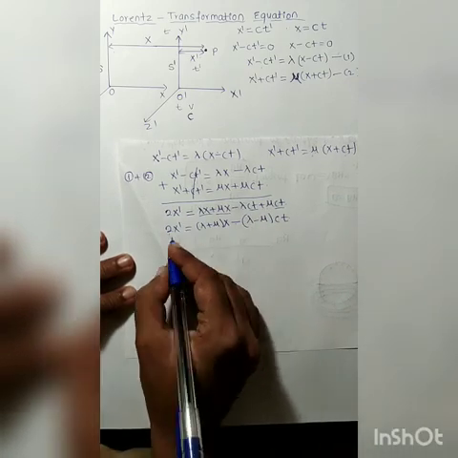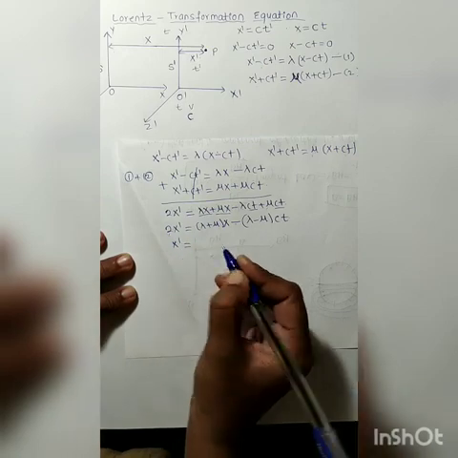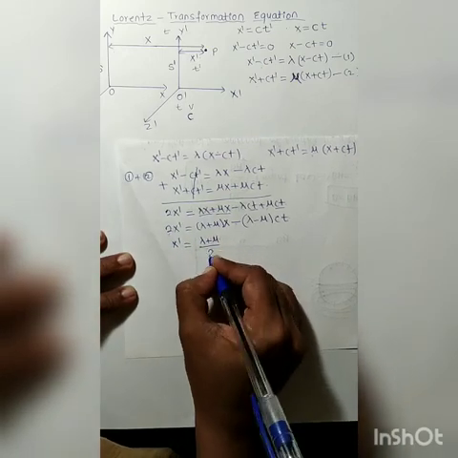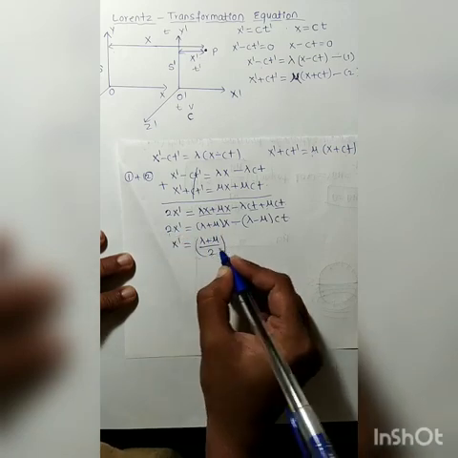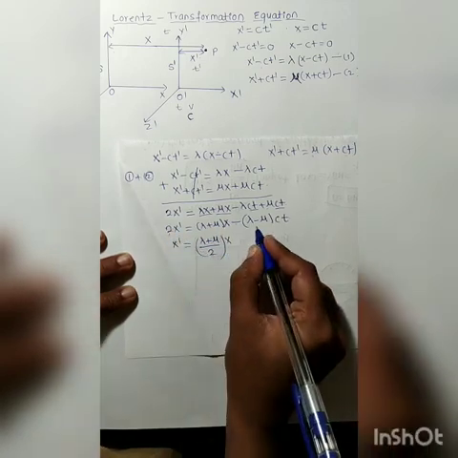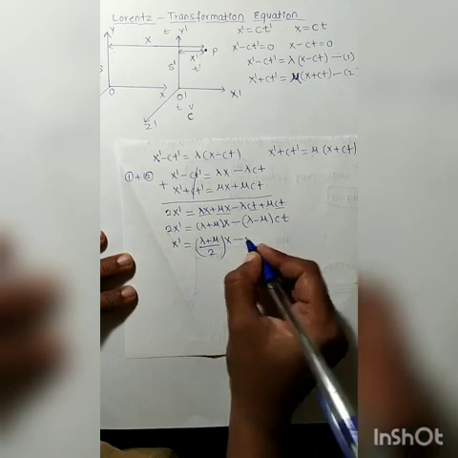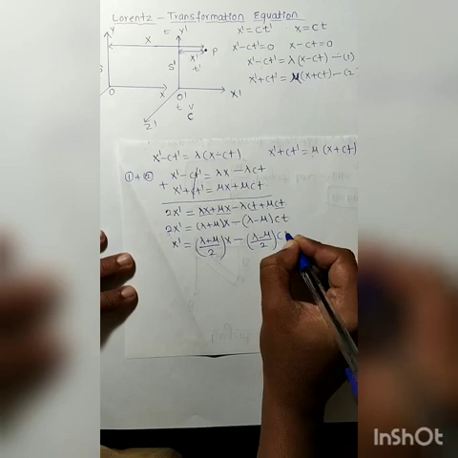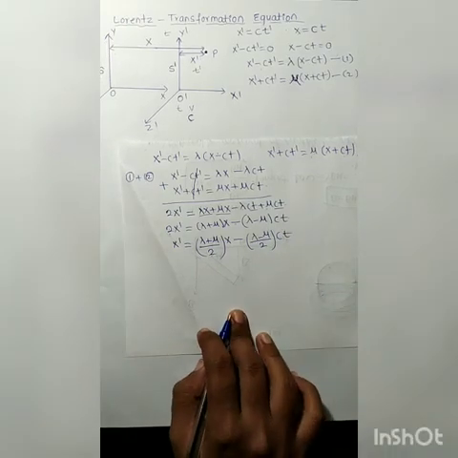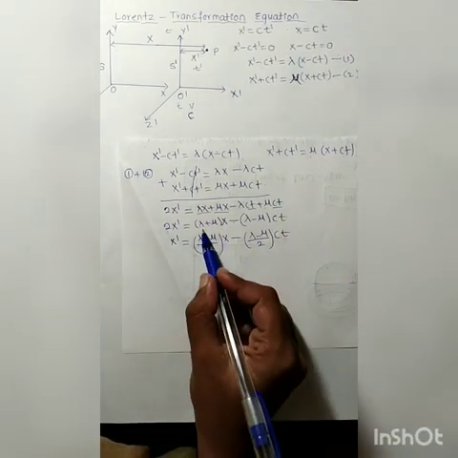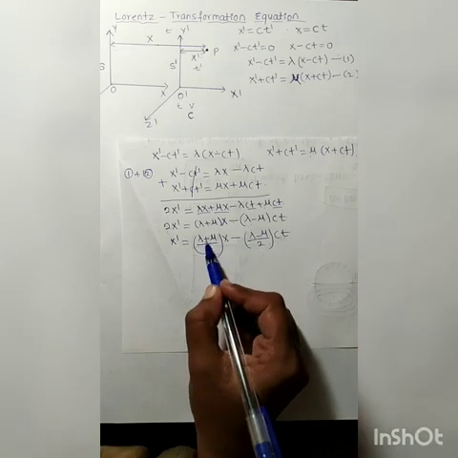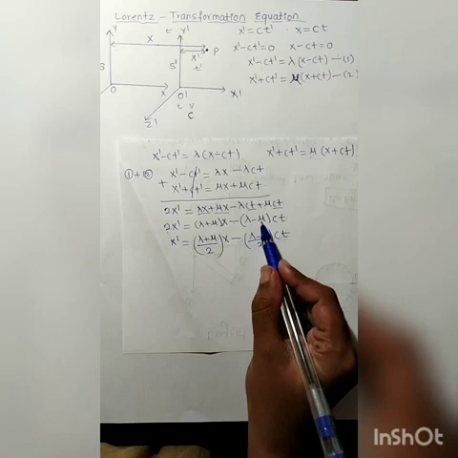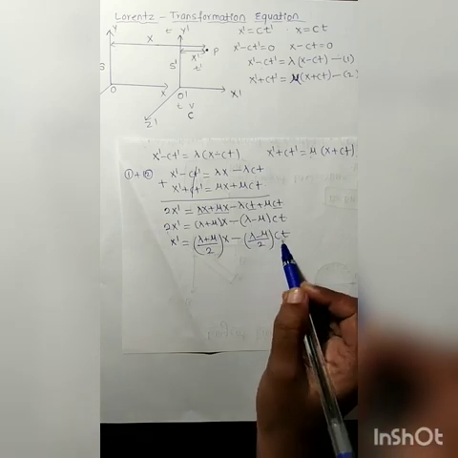So when we transfer, we will get x dash is equal to lambda plus mu divided by 2, isn't it? So this 2 will go here, and at the same time it will go here also. So what we will get? Minus lambda minus mu divided by 2 into what? Ct. So transferring the 2 to this side, it will be divided on both sides. So what we will get? Lambda plus mu divided by 2 into x minus lambda minus mu divided by 2 into ct.